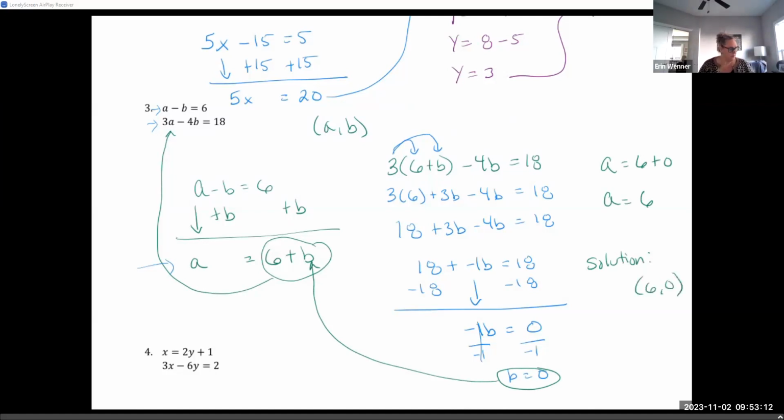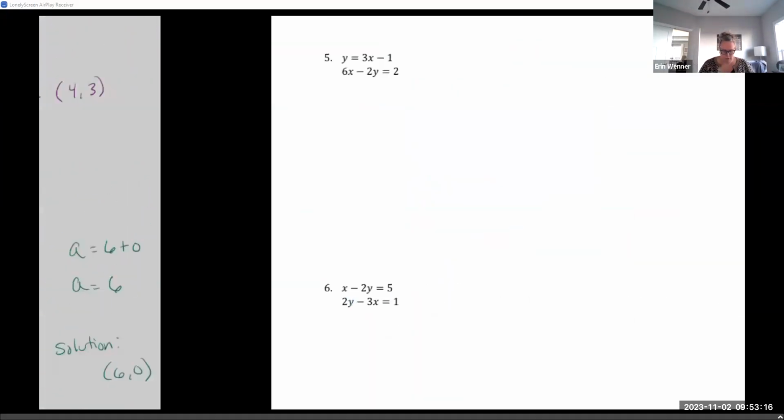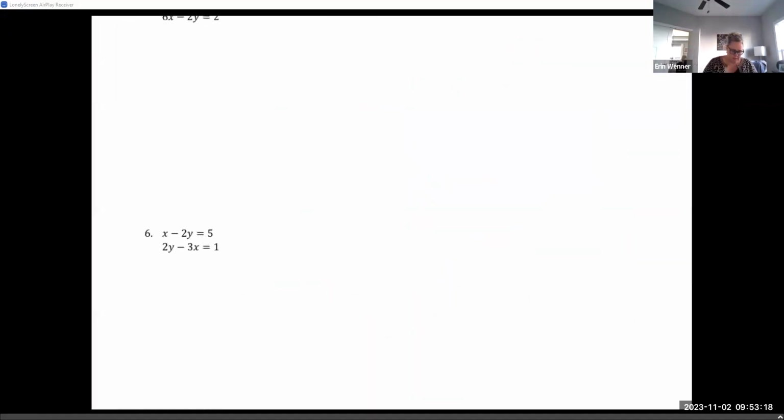Okay, before I go over numbers 4 and 5, we're going to go to the next page, and I want you to try number 6 on your own. Okay, so we do get a solution here. Nice numbers, meaning they're nice whole numbers, unlike one of the other ones on here. So we're going to do number 6 on your own. Send me your answer in a direct message, and then I'll go back and go over numbers 4 and 5.